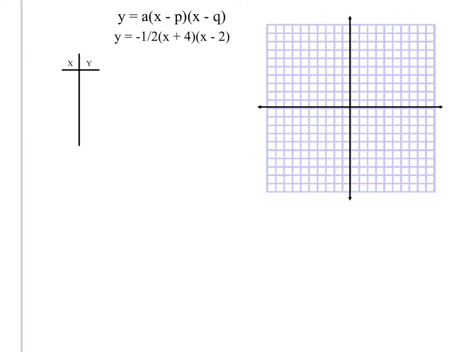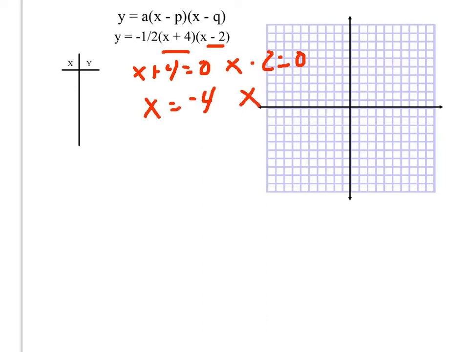Here we have another example. We're going to go through it a little bit quicker this time, but we start off right here. Set each of those equal to 0 so we know where it's crossing the x-axis. So we would have x equals negative 4 and x equals positive 2. So we can go ahead and plot those 2 points on our graph.